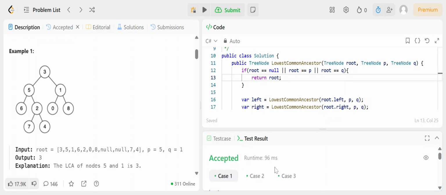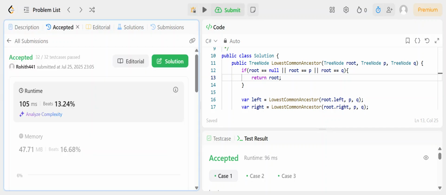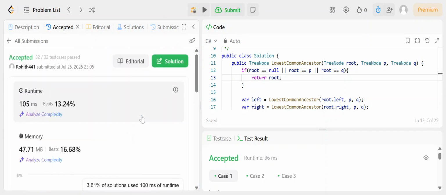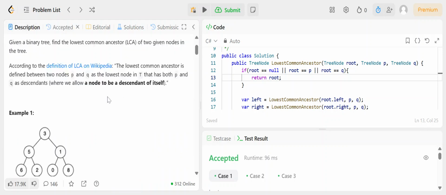Yes, so it succeeded in the base conditions. Let me submit it. Yes, it's working fine. It's not very optimized as it is a recursive one. We are making so many calls to the function. Each time we are making two calls to the same function, and you can see we are having so many calls. That's why it is not very optimized, but it is a good way to solve this problem. So that's it for today.